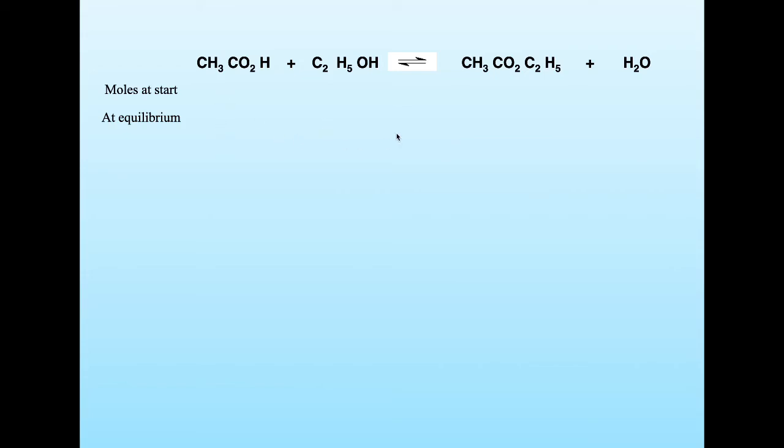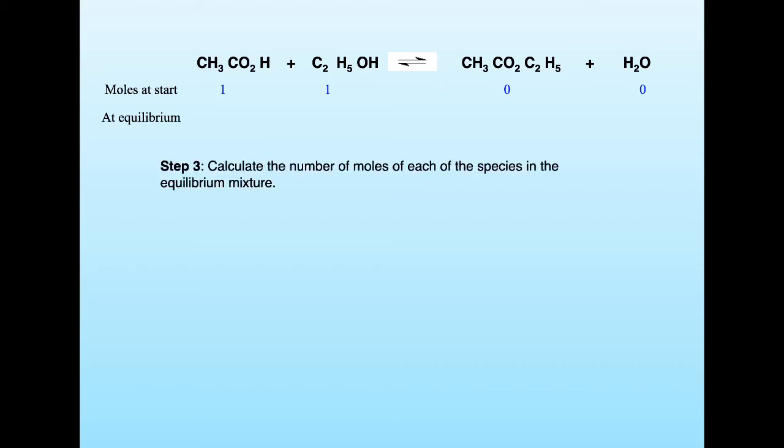That's the plan. So we know at the start here we had 1 mole of the acid, the ethanoic acid, we'll call it the acid, and the ethanol, the alcohol. At the start we had 0 moles of the ester and 0 moles of water. At equilibrium, we've worked out that we had how many moles of the acid, if you look back to the last question.